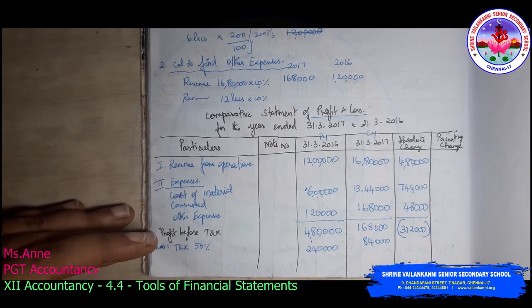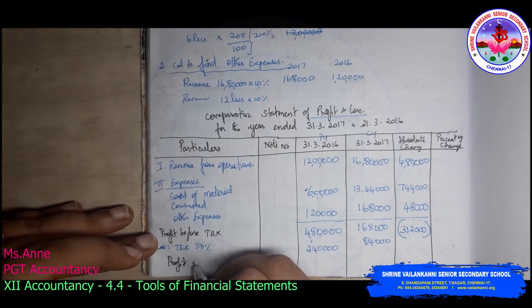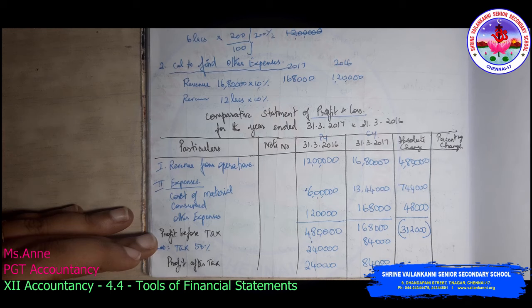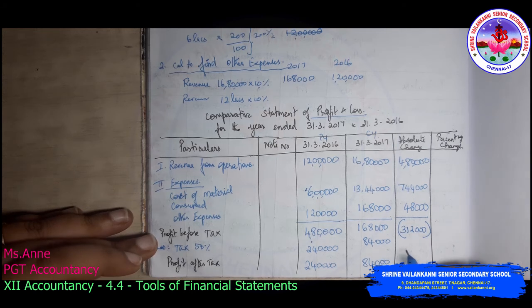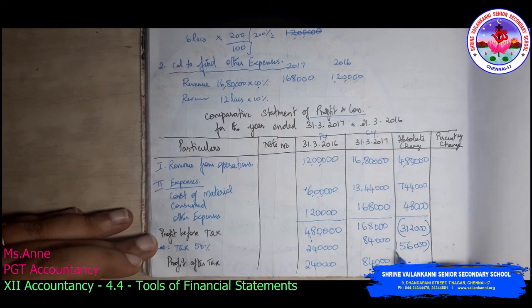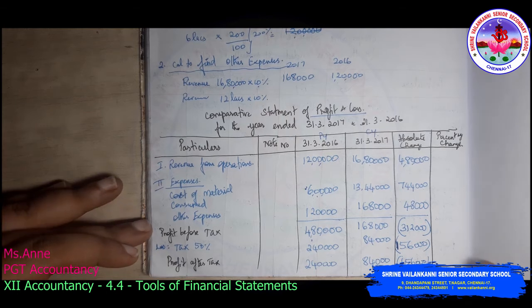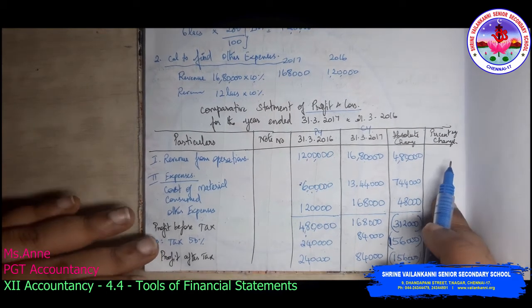So my profit after tax is again 2,40,000 and 84,000. Here the absolute change must be, so 2,40,000 minus 84,000, my change will be 1,56,000, which is a negative figure. 1,56,000 negative figure, and here also 1,56,000 negative figure. I am sure that you are able to understand this. So we are going to write the percentage change here.